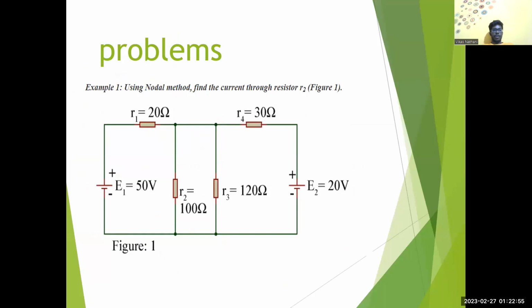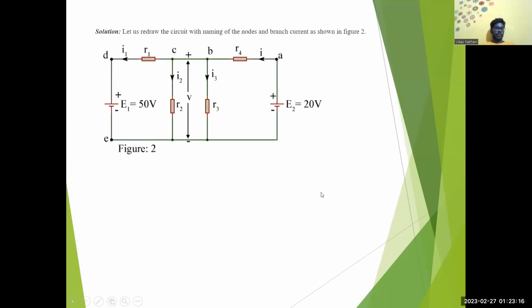Here we need to find the current through R2. The figure is given: we have a 50 volt cell which is passing through a resistance of 20 ohms and then 100 ohms, and R3 is 120 ohms. R4 is 330 ohms and another voltage is 20 volts. Now let's draw out the circuit diagram with naming nodes and the branches as shown in the figure.